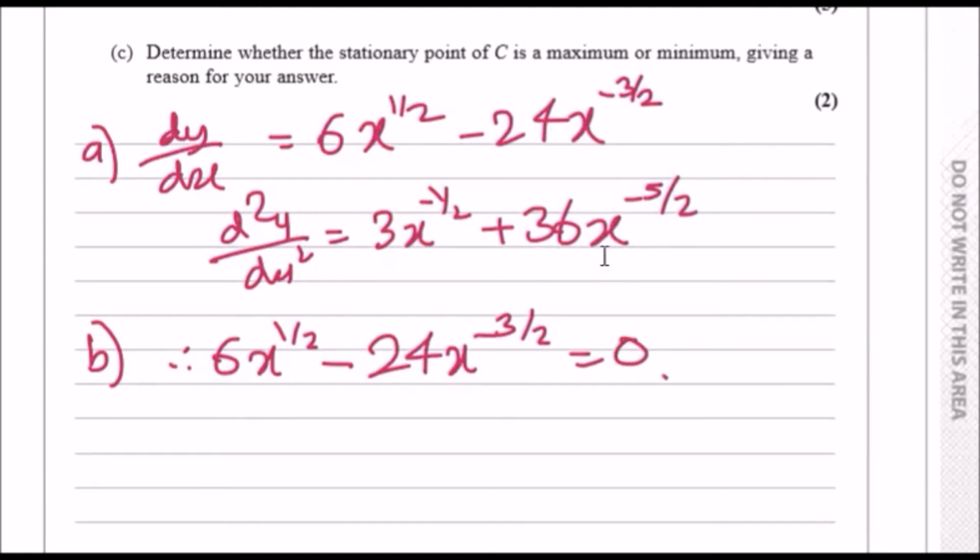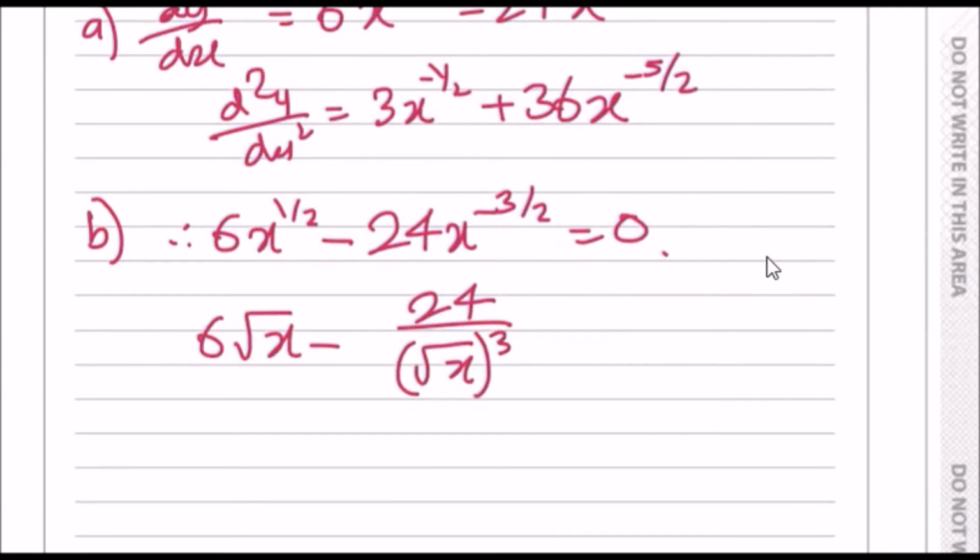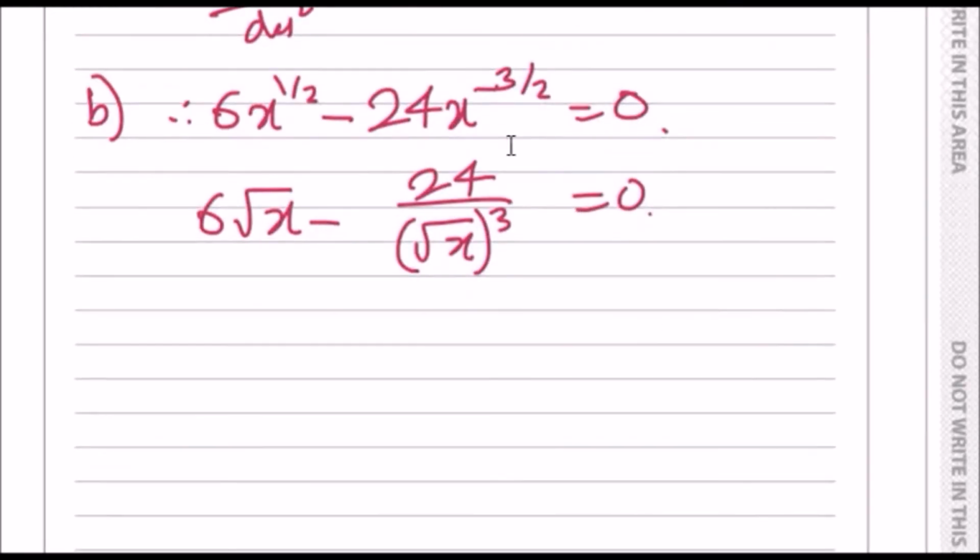Okay. Now we just have to solve this. So what you could do is firstly, just make it easy, convert everything back to its original form. So we're going to have, let's see, 6 times root x minus, and then since it's a negative, reciprocate, so it'll be 24 over root x to the power 3, equals 0. Okay, so what can we do? Let's go ahead and clear the fraction. So let's times root x cubed across here.